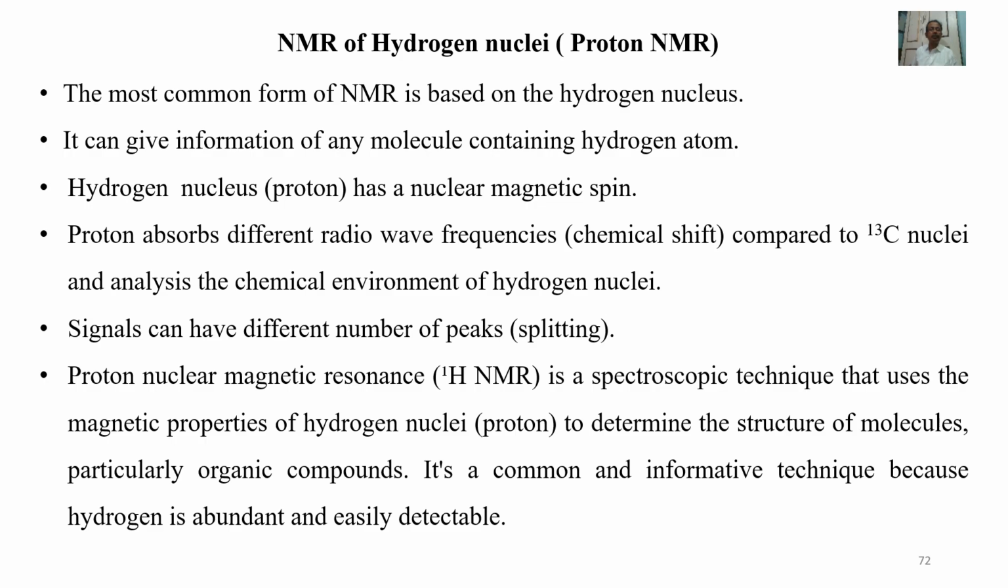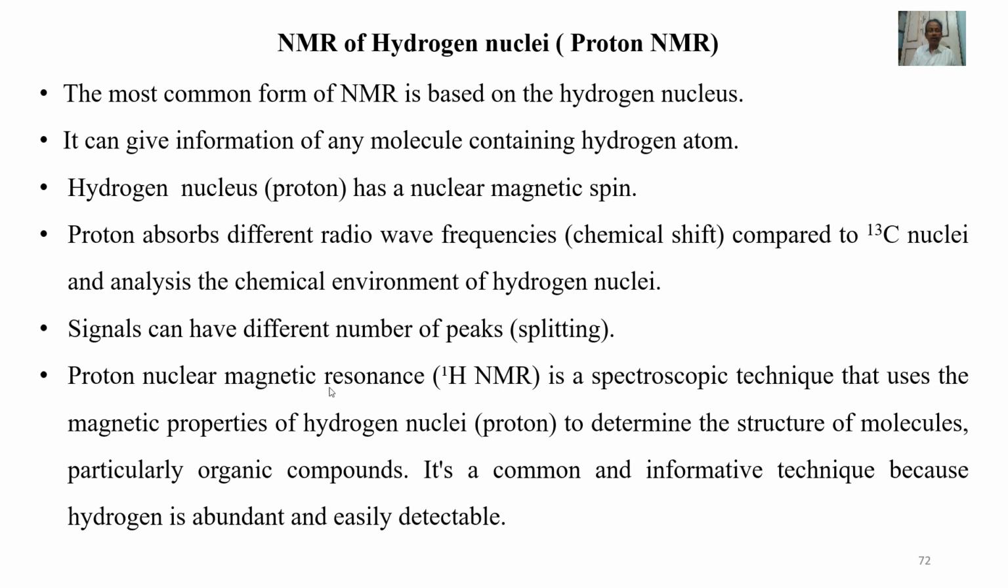The most common form of NMR is based on the hydrogen nucleus. It can give information of any molecule containing hydrogen atoms. Hydrogen nucleus, that is proton, has a nuclear magnetic spin. Proton absorbs different radio frequencies, or what we call chemical shift, compared to carbon-13 nuclei, and analyzes the chemical environment of hydrogen nuclei. Signals can have different number of peaks, what we call splitting.